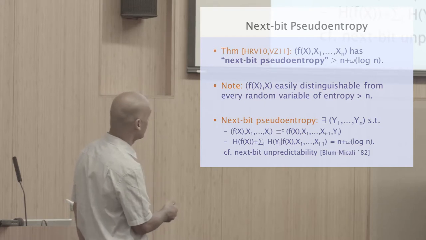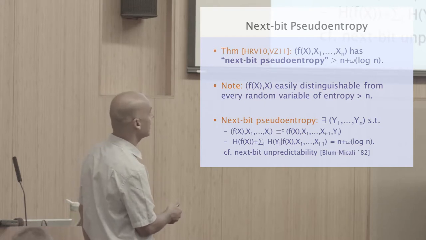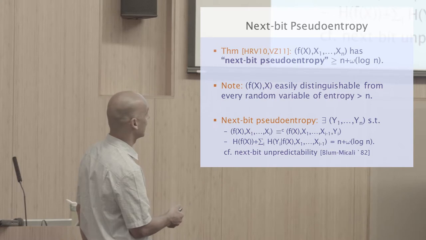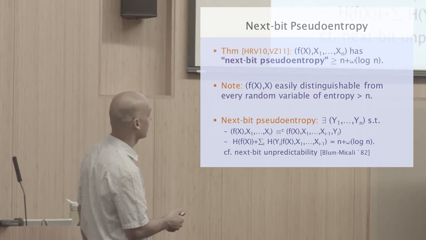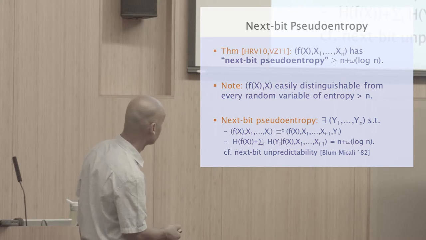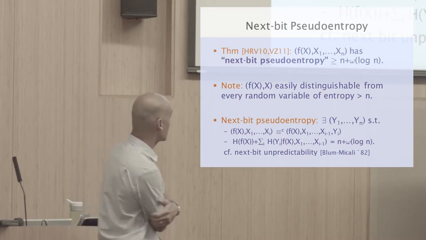Again, recalling its actual pseudo-entropy is only negligibly more than n. But this next bit notion gives us something significantly larger than n. All right, so what is the notion of next bit pseudo-entropy?